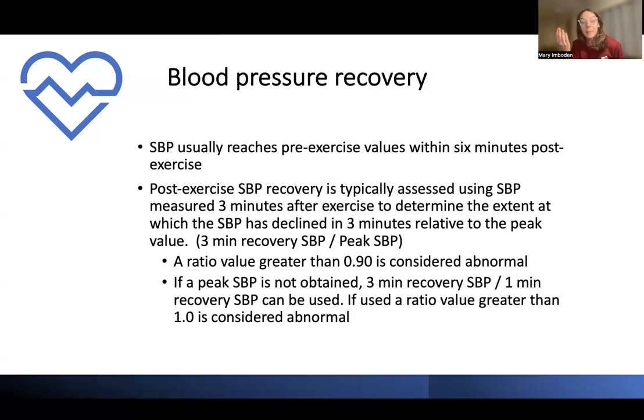But let's say that peak systolic blood pressure was not obtained because someone was running during the test. You can do 3-minute recovery systolic blood pressure over 1-minute recovery systolic blood pressure. And if that is used instead of peak, anything greater than 1.0 is considered abnormal. Okay, so either one we have measures on, and then what would be normal or abnormal responses.